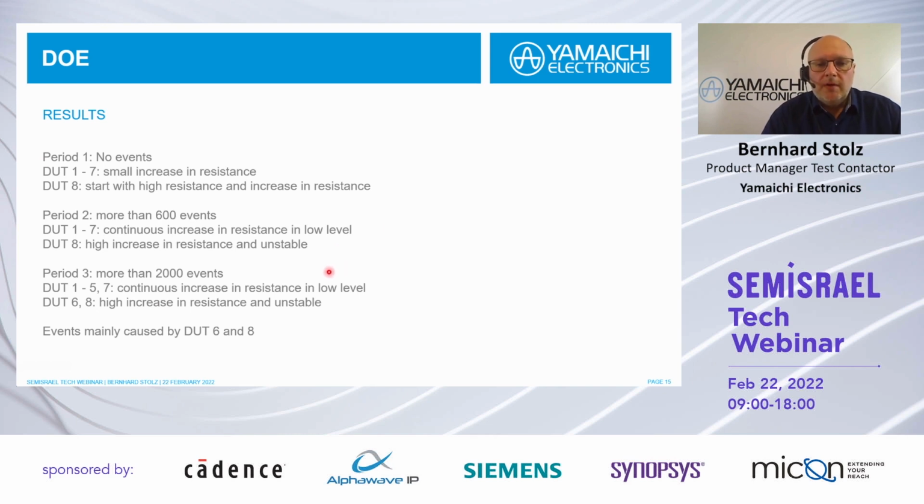In period 3, more than 2,000 events occurred. And as I mentioned, 1 to 5 and 7 still showed a slow increase in contact resistance, but on number 6 and number 8, a higher resistance and instability occurred. We also found out that the events are mainly caused by number 6 and number 8.